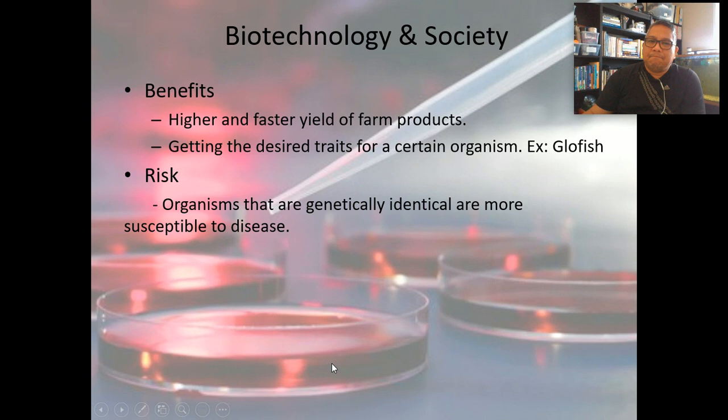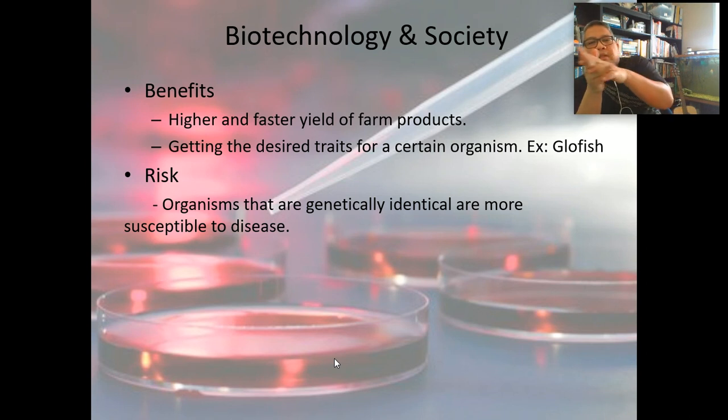Right? Now, this will be the last slide. Now let's look at the benefits and the risks. So obviously, the benefits will be higher and faster yield for farm products. Again, you will have more products because they are resistant to attack by insects and those things. You're getting the desired traits for certain organisms, like for example, glowfish.